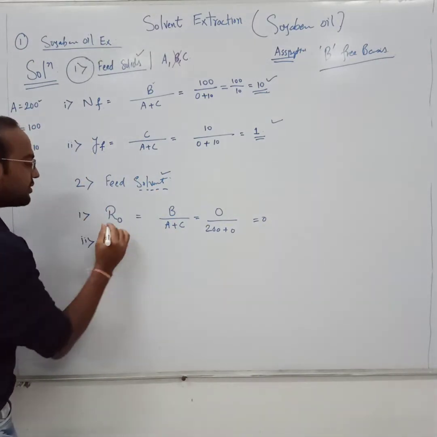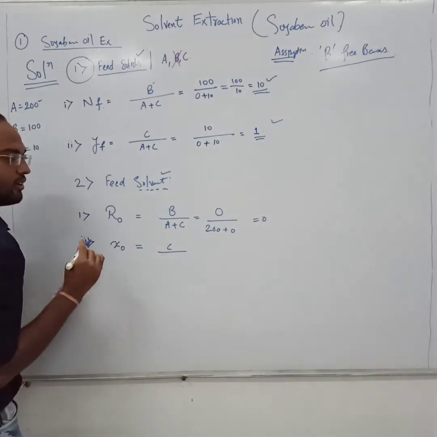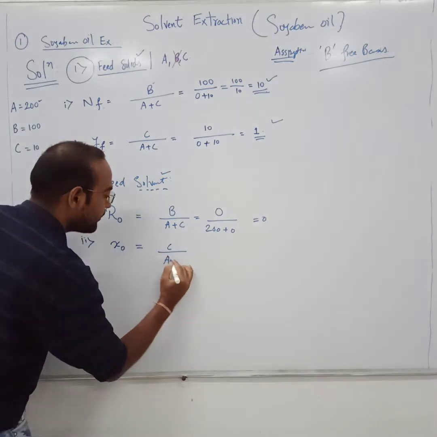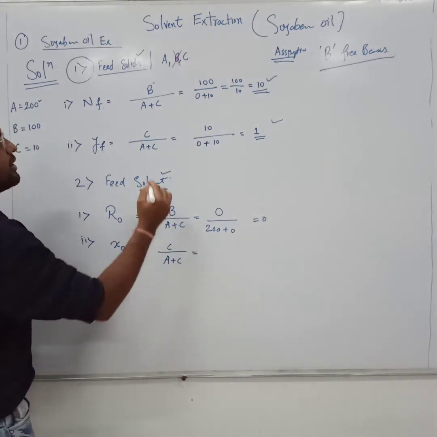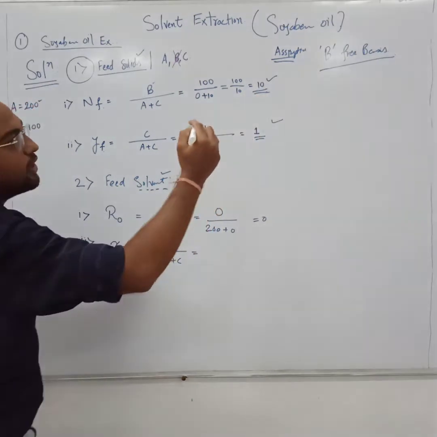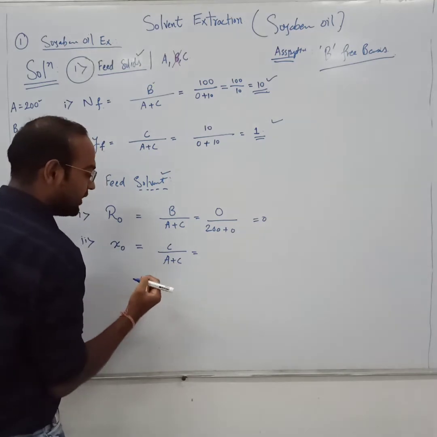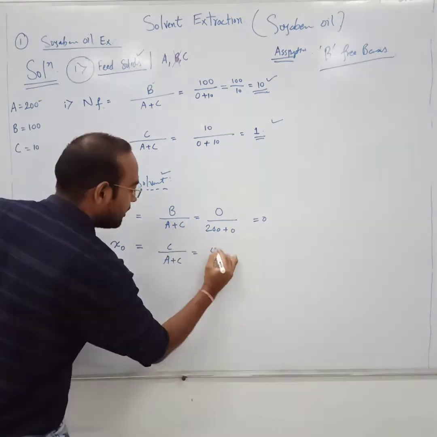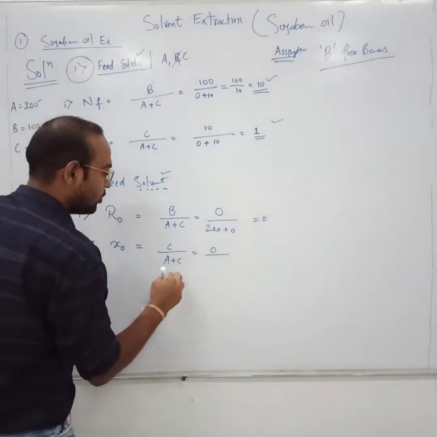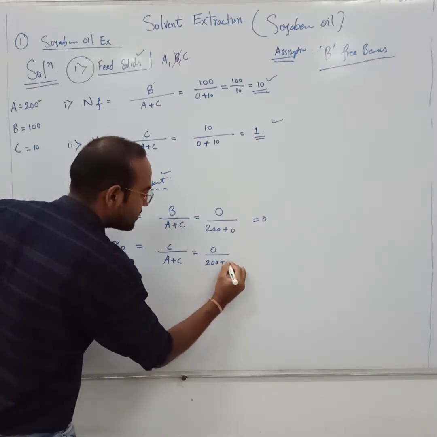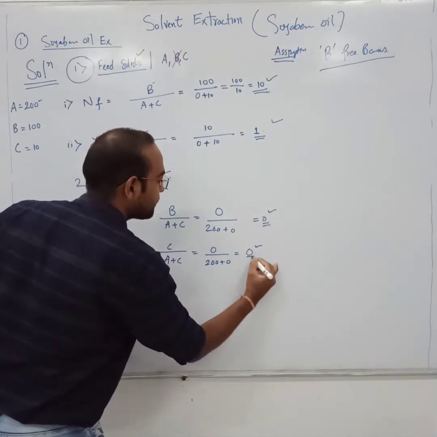Now the second thing, we are finding XO. XO means again the oil fraction, the weight fraction of oil contained in your solution. Why are we not considering A plus B plus C? We are neglecting B because all the calculations are carried out on a B-free basis. That's why there is no value of B in your denominator. Again C becomes 0 because we use fresh solvent. Again A is 200 and C becomes 0. Again it is 0.